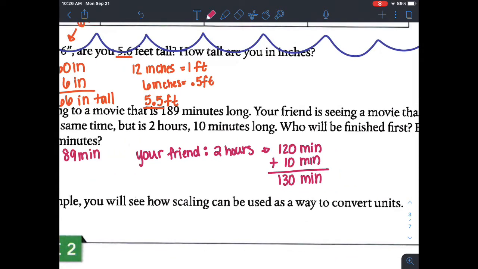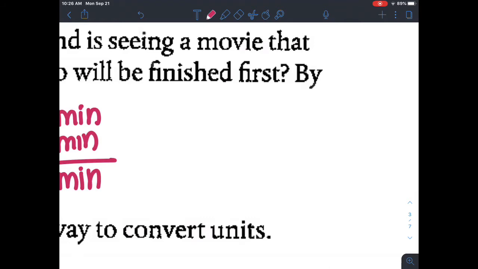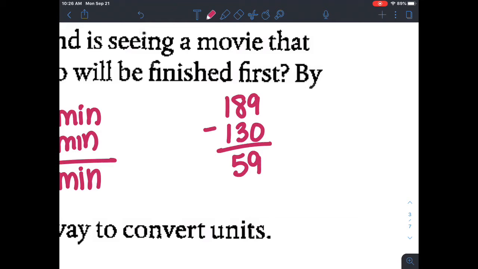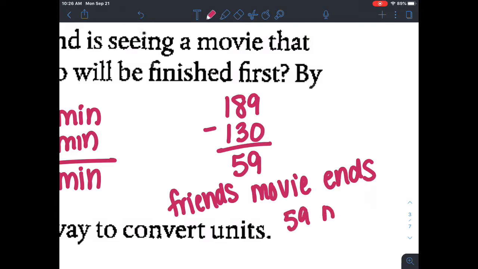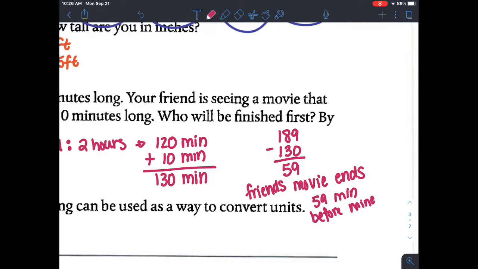Remember, they started at the same time. So who's going to be done first? Well, my friend's movie is going to finish first. And by how long? My movie is 189 minutes. Their movie is 130 minutes. So my friend's movie ends 59 minutes before mine. So almost an hour. I definitely don't recommend doing this plan because your friend's going to be waiting for an hour while your movie finishes.